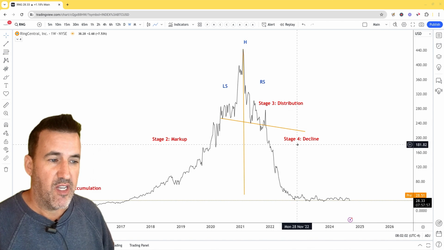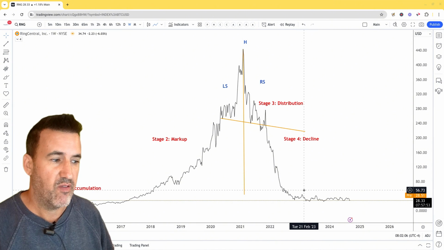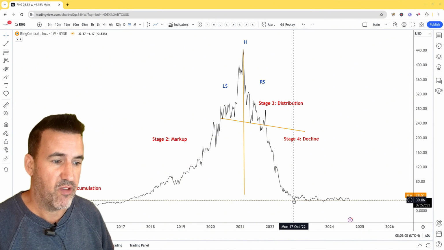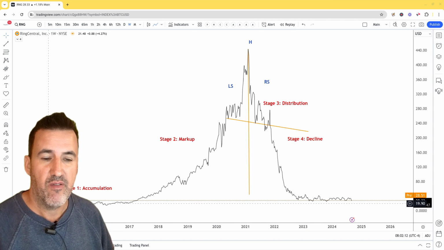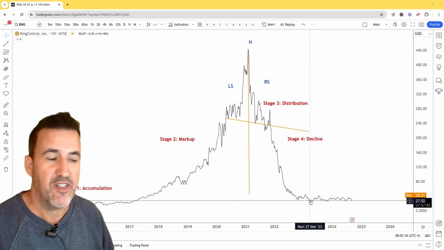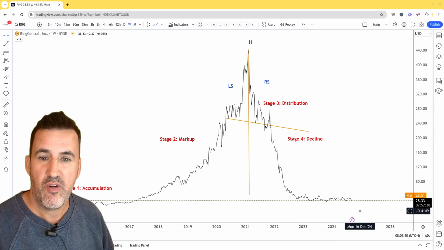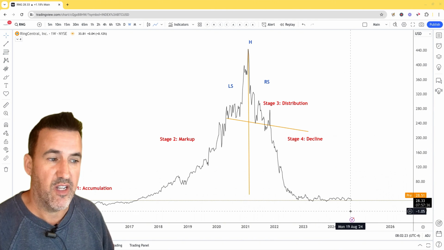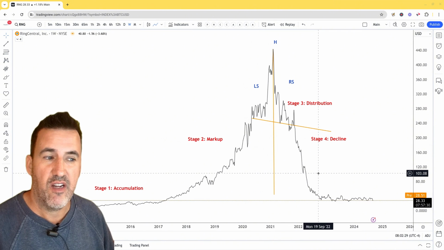Now, right now we're seeing the stage 4 decline. The price has stopped declining at the moment, for the last 2 years. It's been moving in a sideways pattern, very similar to the stage 1 accumulation. Now, the question is, are we going to see a stage 2 markup or lower prices and continuation of the stage 4 decline? Very key concepts to understand and be aware of.